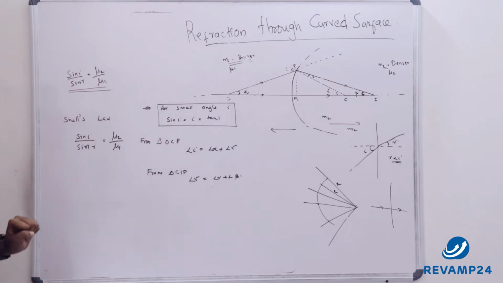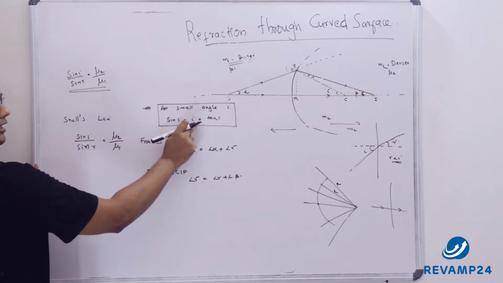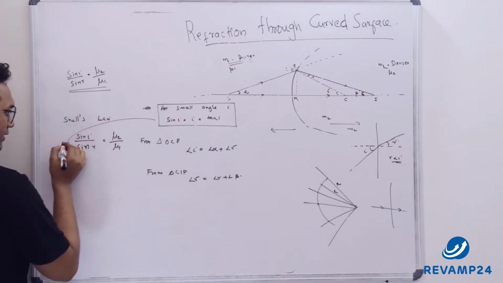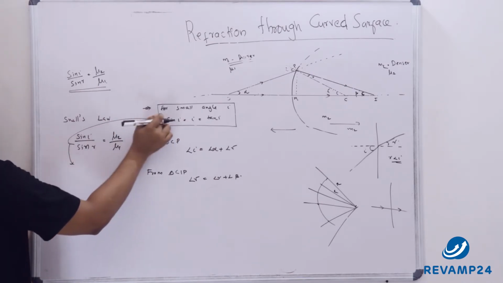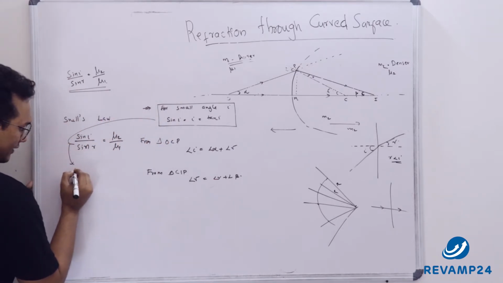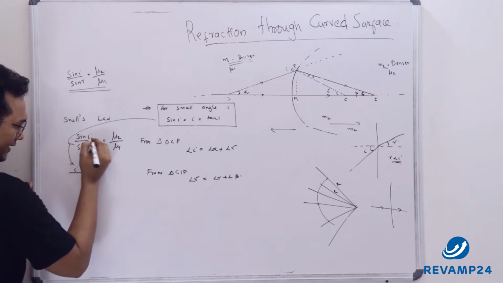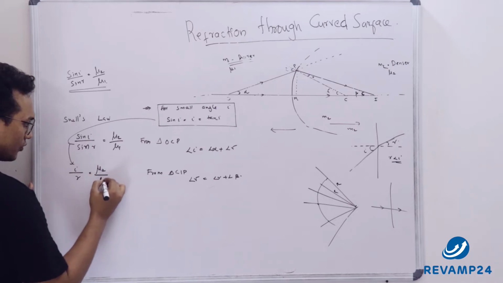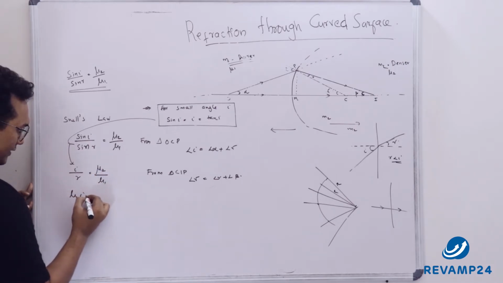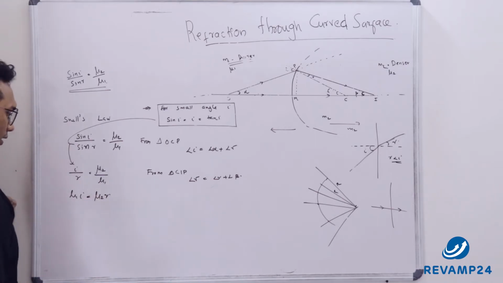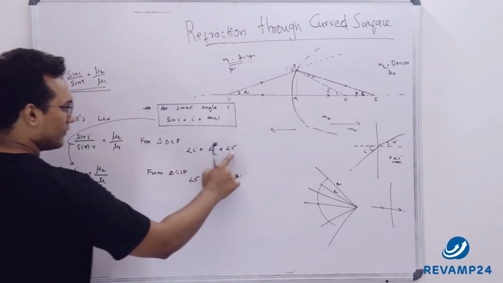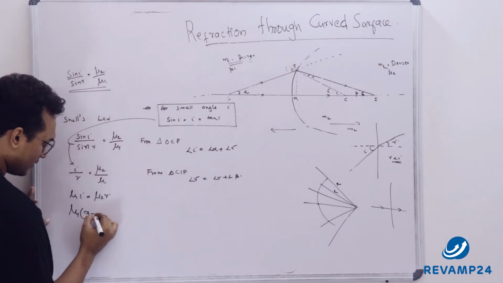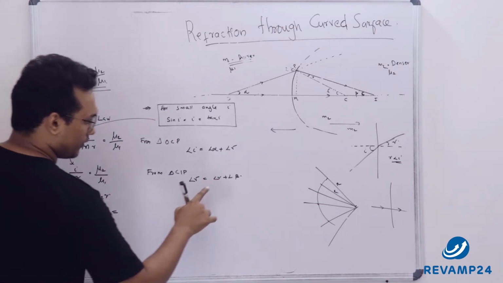We need I and R here. I have also told you sin I can be replaced by I. So on doing this approximation, I can say sin I is equal to I and sin R is equal to R. So I by R is equal to mu2 divided by mu1, or mu1 into I is equal to mu2 into R. Okay. Now I have a value for I here. mu1 into, what is I? Alpha plus gamma is equal to, what is R?